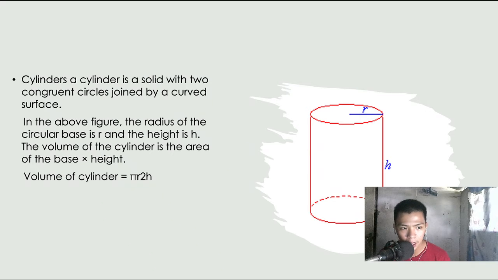So, in the above picture, the radius of the circle base is R. Do you see the letter R in the top, in the bottom? And the height is H. The volume of a cylinder is the area of the base times height. So, this is the volume of cylinders. Take a look in our presentation. So, next slide.